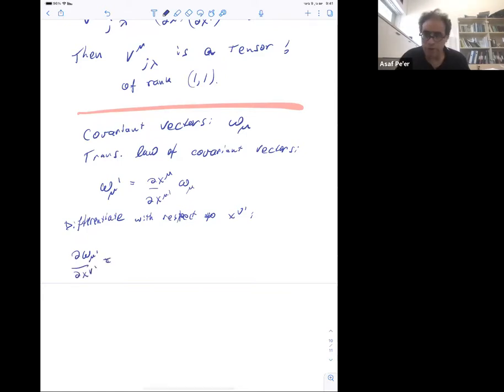Again, similar to what we did, so I'm going to do it slightly faster. It's dx rho over dx mu prime, dx sigma over dx mu prime, d omega rho over dx sigma. So this is basically the second term, plus d squared x rho over dx mu prime dx mu prime omega rho.